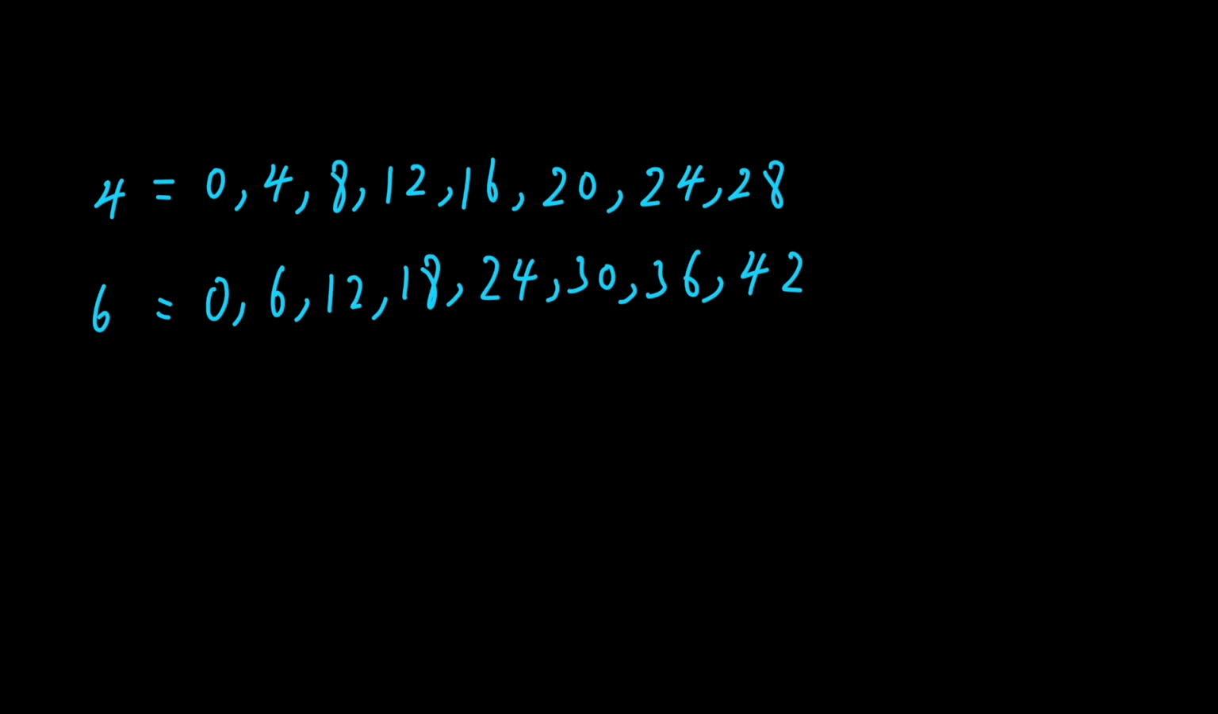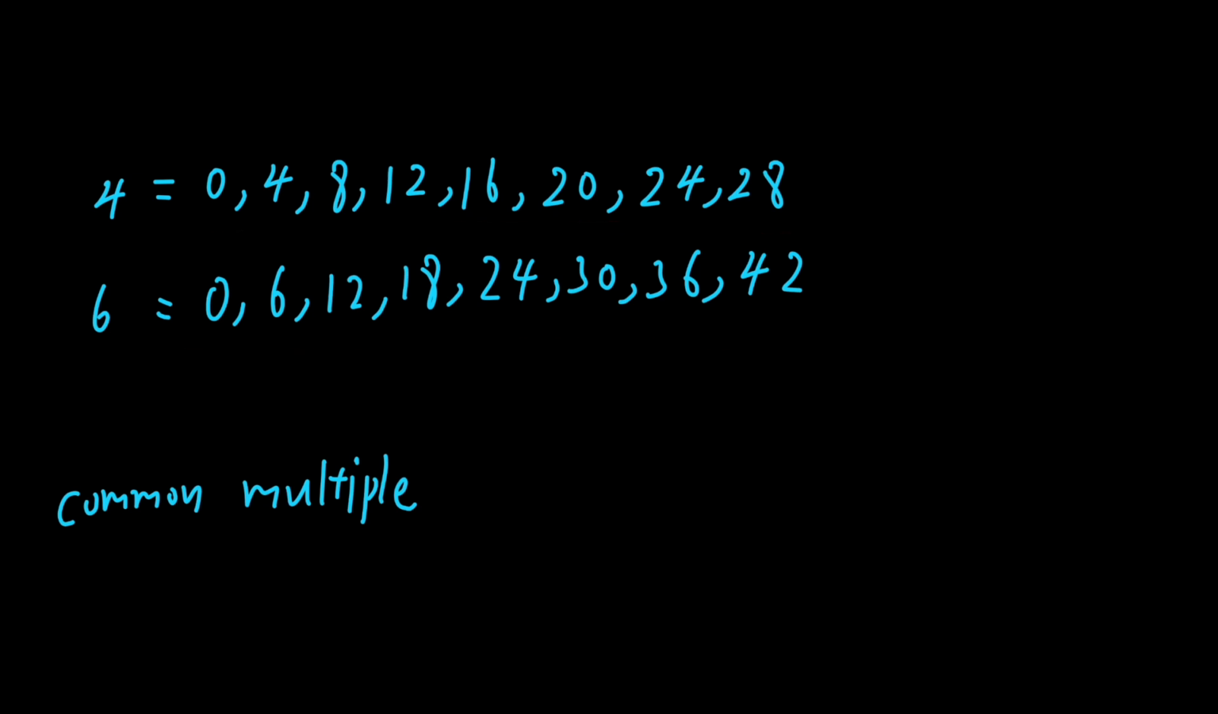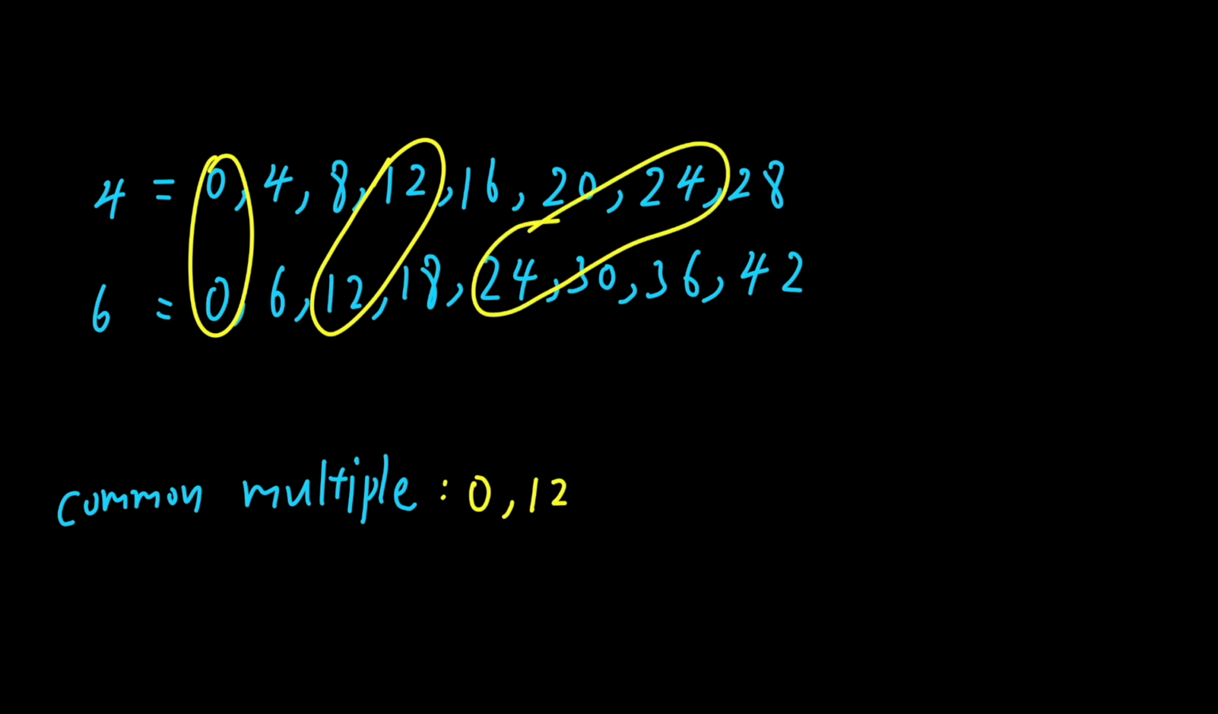What's the common multiple? Talking about the common multiple, we want to compare these two sets of numbers. So 0, the common multiple is 0. And then we can see 12 is a common multiple. And then we keep looking here, 24 is a common multiple.